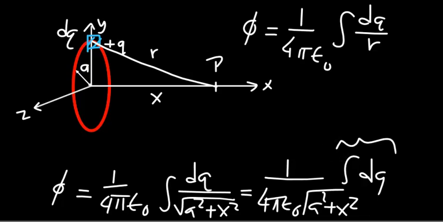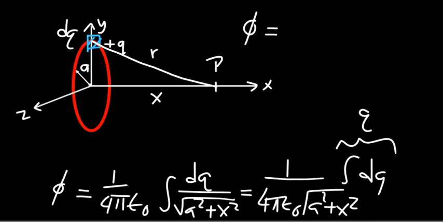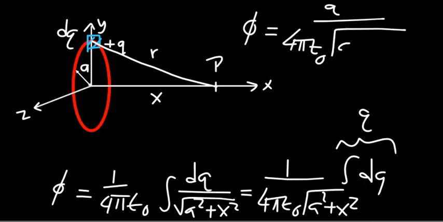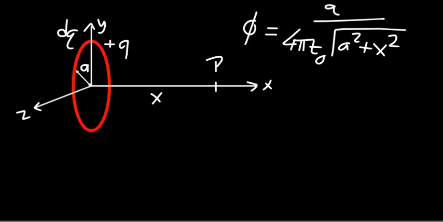Integration of dq is just the total amount of charge on that ring, which is just Q. So there we have it. The electric potential due to just that ring at point P is given by Q over 4 pi epsilon naught square root a squared plus x squared, where x is the distance from the center of that circle to the point of observation. Let's denote this potential with a subscript plus Q.